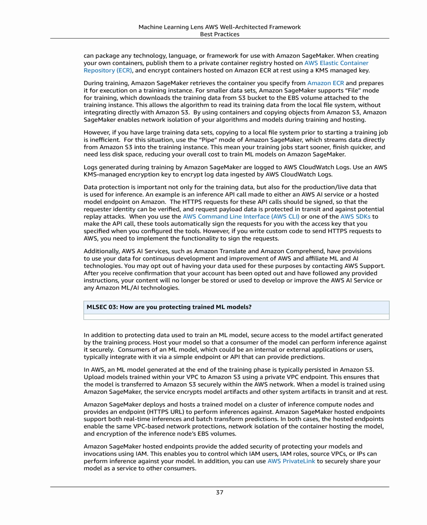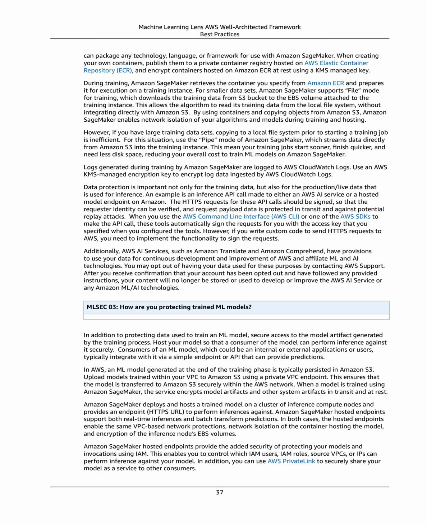During training, Amazon SageMaker retrieves the container you specify from Amazon ECR and prepares it for execution on a training instance. For smaller data sets, Amazon SageMaker supports file mode for training, which downloads the training data from the S3 bucket to the EBS volume attached to the training instance. This allows the algorithm to read its training data from the local file system, without integrating directly with Amazon S3. By using containers and copying objects from Amazon S3, Amazon SageMaker enables network isolation of your algorithms and models during training and hosting. However, if you have large training data sets, copying to a local file system prior to starting a training job is inefficient.